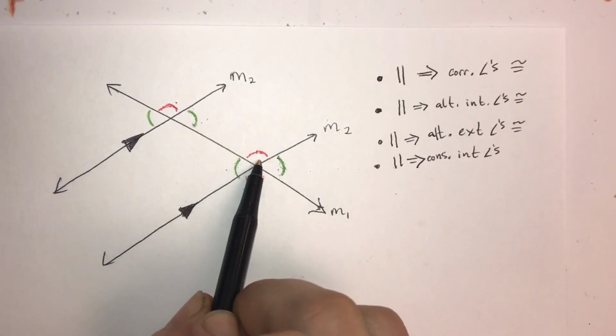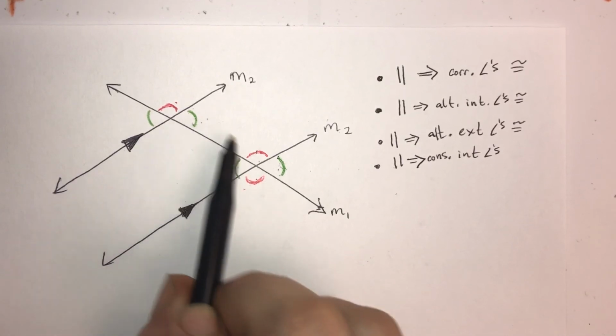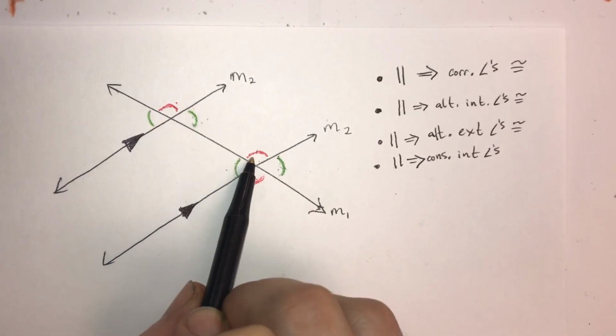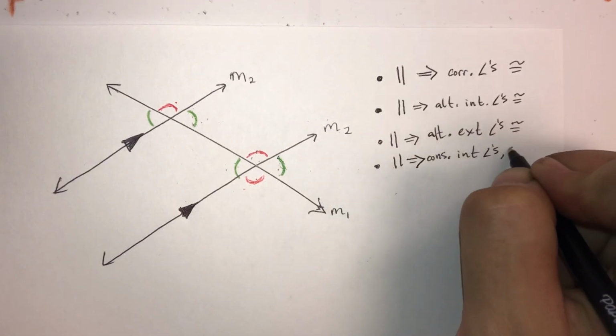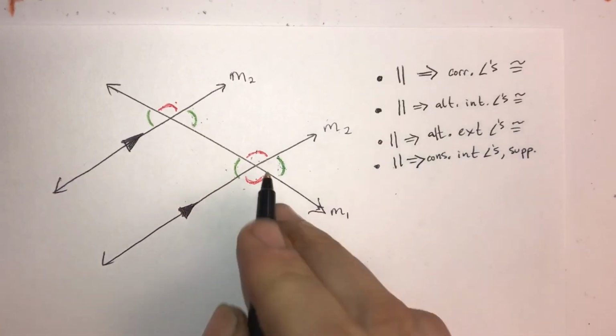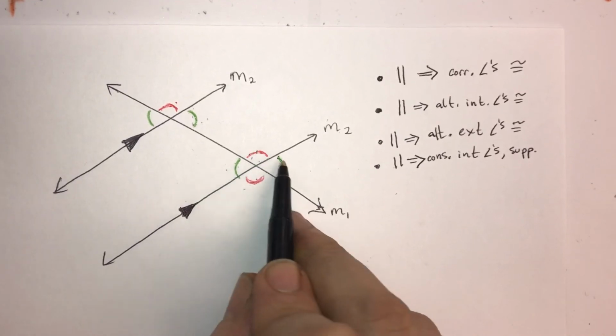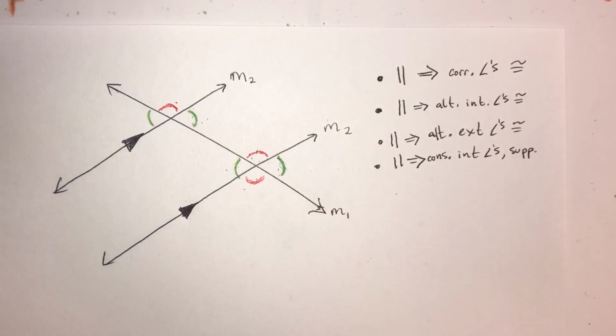We got a green and a red. Green and red, not the same. Consecutive interior angles are not congruent. They're supplementary, right? Green is supplementary to red because these are a linear pair. Okay?